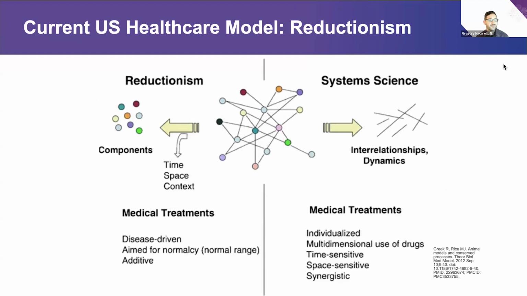Okay, so the current US healthcare system model is reductionist. What does this mean? So reductionism is essentially looking at individual components. It's very disease-driven, so it essentially assumes that diseases are almost in isolation. You have somebody with diabetes or with cardiovascular disease or with an ankle injury, and is not necessarily looking at the individual associations between the two.